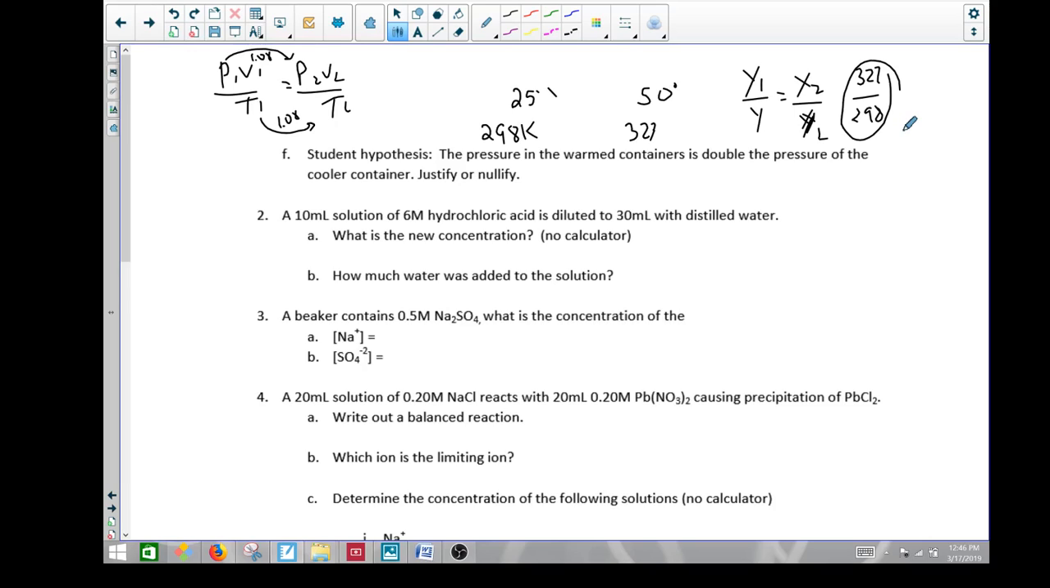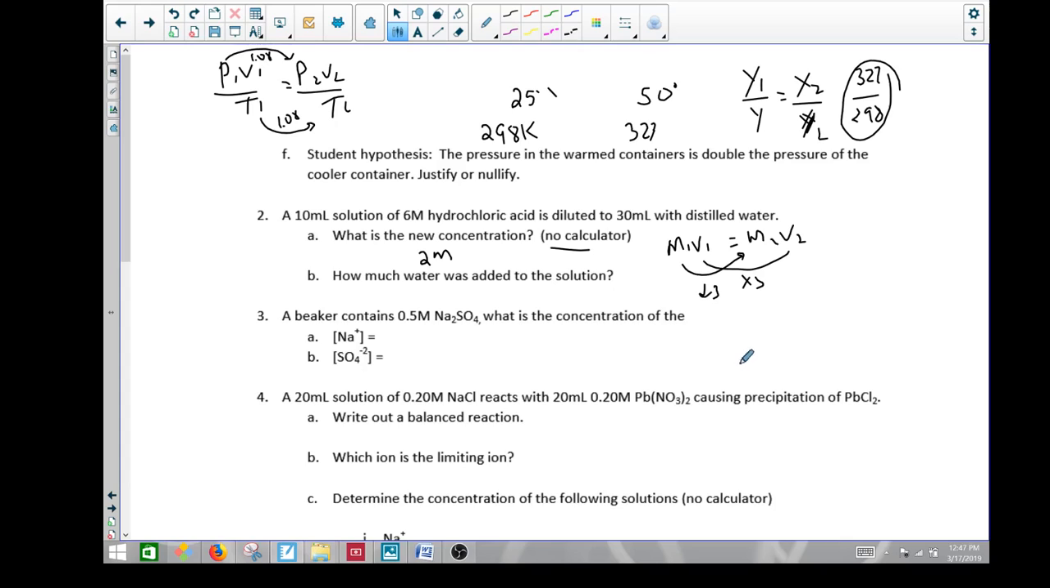Number 2, a 10 milliliter solution of 6 molar hydrochloric acid is diluted to 30 milliliters with distilled water. Okay, so in this case, we're using M1V1 equals M2V2. All right, and my volume is increasing, in this case, by 3 times. So this is a reciprocal relationship. So that means my molarity must drop by 3 times, or decrease to a third. So 6 divided by 3, my new concentration is 2 molar. No calculator.